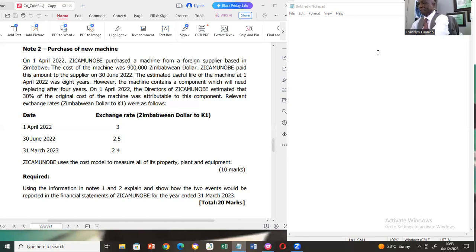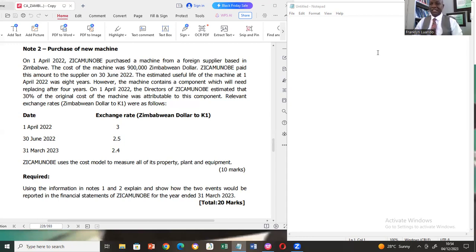So now, the exchange rates are given: Zimbabwean dollars to 1 kwacha. So the 3 is Zimbabwean dollars per kwacha, the 2.5 is Zimbabwean dollars, the 2.4 is Zimbabwean dollars. Now the amount exposed to the risk is also in dollars. So the exchange rate is compatible with the amount exposed to the risk, and to translate, you divide.